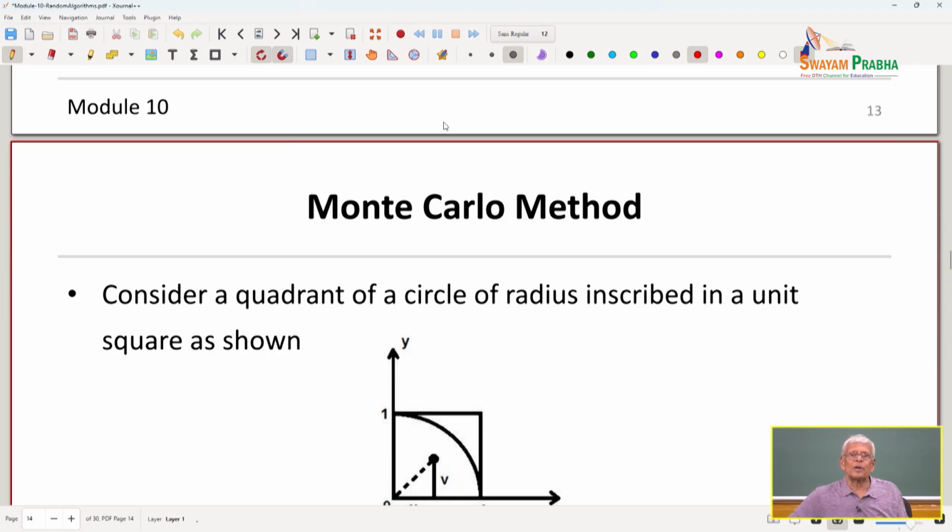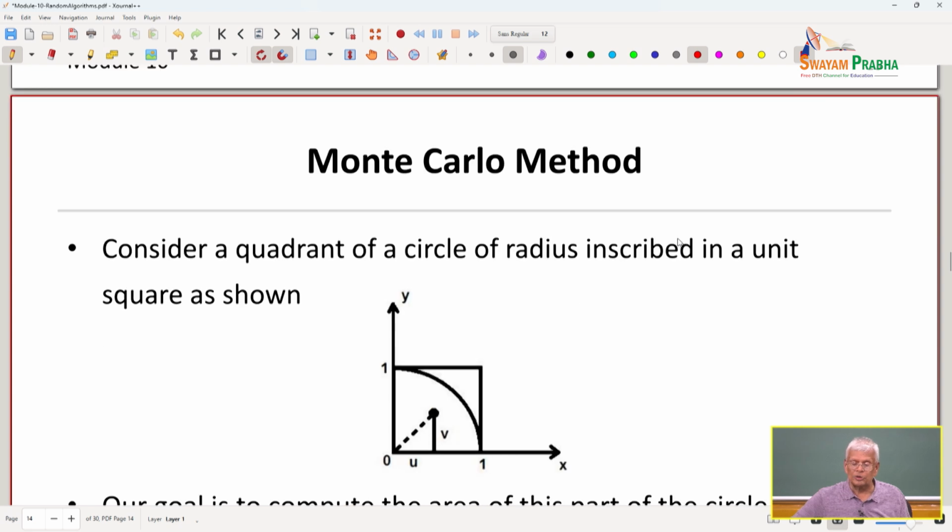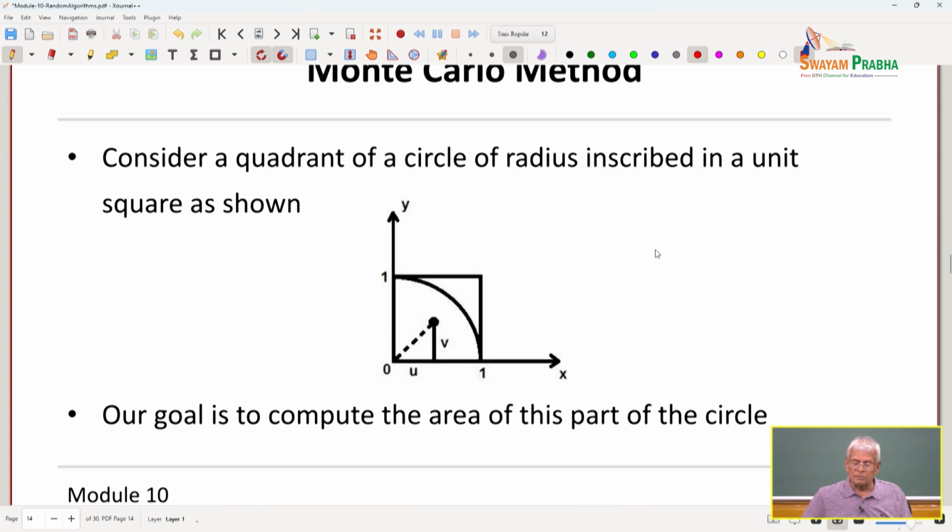After this quick introduction to random number generators, I am going to illustrate the Monte Carlo method. I want to be able to evaluate the area under the quadrant of a circle of radius 1 inscribed in the unit square. This is the unit square, and this is the quadrant of a circle inscribed within it. The area of the unit square is 1. We already know the area of the quadrant is 1/4 of the area of a circle of radius 1. Pi r square is equal to pi, so 1/4 of pi r square is pi by 4. We already know the answer.